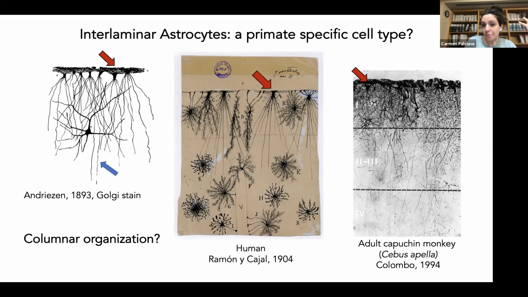Nobody knows what these processes do or what these interlaminar astrocytes do, so we don't know the function yet. It has been proposed in the literature that they can help the columnar organization of the cortex, which is more prominent in primates with respect to other mammals. Most of the work on these interlaminar astrocytes was done by the Colombo group in Argentina 15 years ago, I think, before I started my postdoc. Then nobody really spoke about them for a while, and now I think they are gaining some attention again.